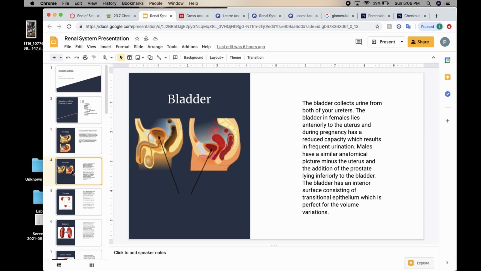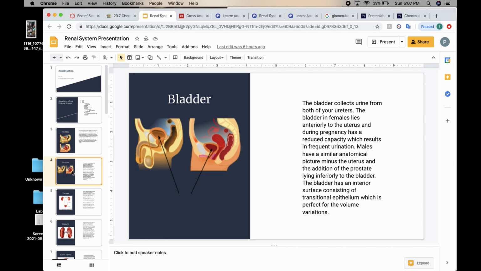Next slide is the bladder, which collects urine from both of your ureters, which I'll discuss on the next slide. The bladder has an interior surface made of transitional epithelium, which allows the volume variations the bladder undergoes. For anatomical positioning, the bladder lies anteriorly to the uterus, and during pregnancy results in frequent urination because of the pressure that's applied. Males have a similar anatomical positioning, but have the addition of the prostate, which lies inferiorly to the bladder.